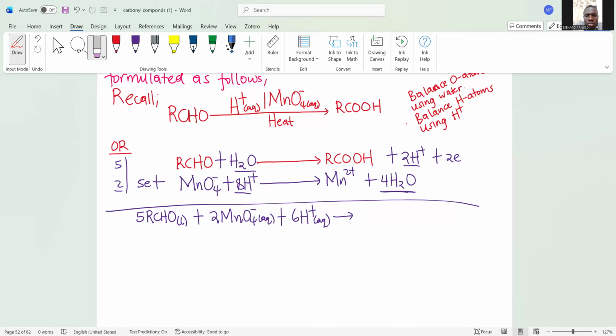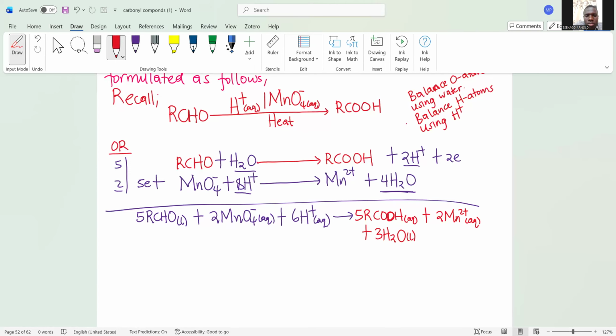This 5 times up here, where we have our carboxylic acid, 5 RCOOH. Then the hydrogen ions are not there, they were taken the other side. Then plus 2 Mn2+ aqueous. Then water, I have 8, but the other 5 is going to come this side. If the other 5 comes this side, 8 minus 5, that is 3H2O.